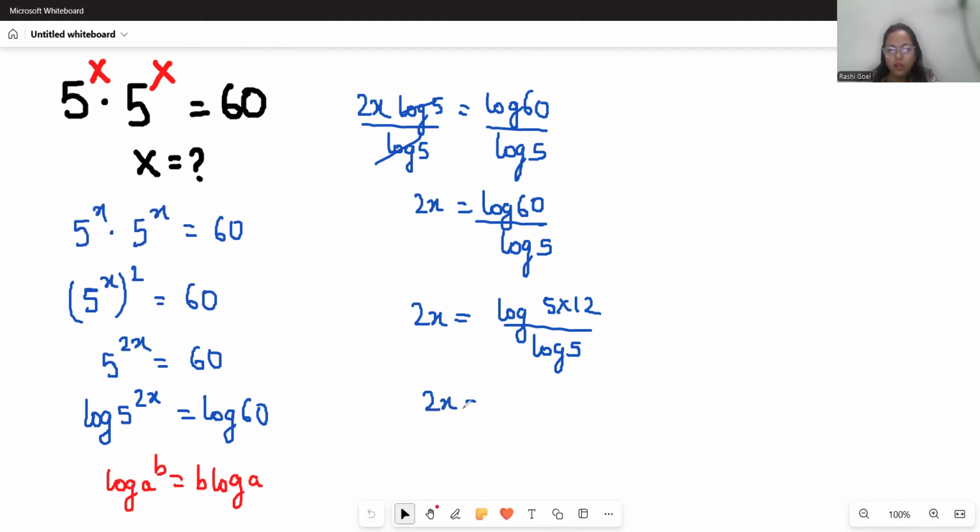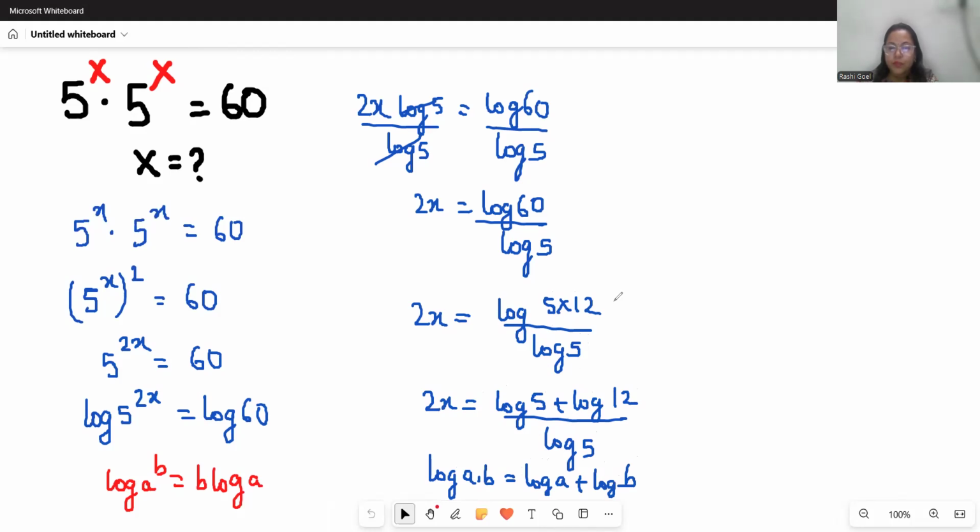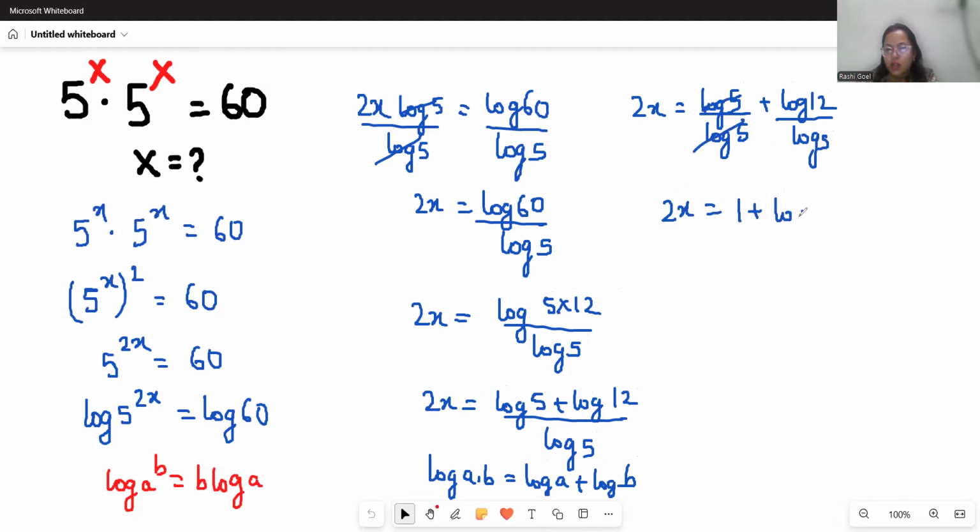So 2x equals log (5 times 12), we can write it as log 5 plus log 12, by log 5. As per the log rule, log (a times b), we can write it as log a plus log b. So 2x equals log 5 by log 5 plus log 12 by log 5. This will cancel out. So 2x equals 1 plus log 12 by log 5.